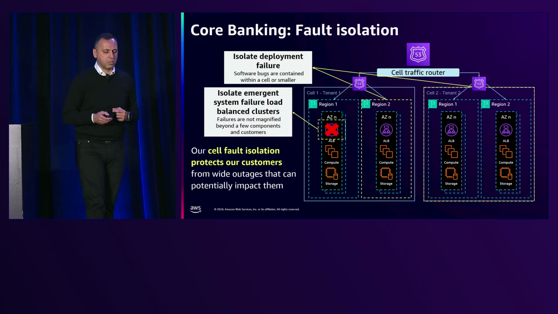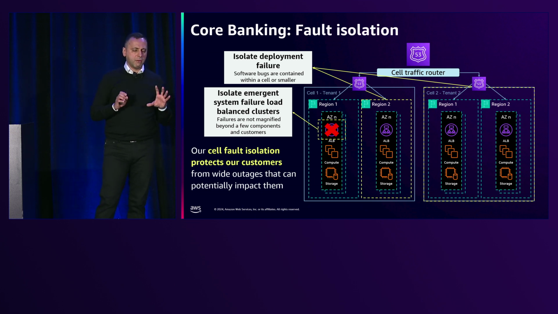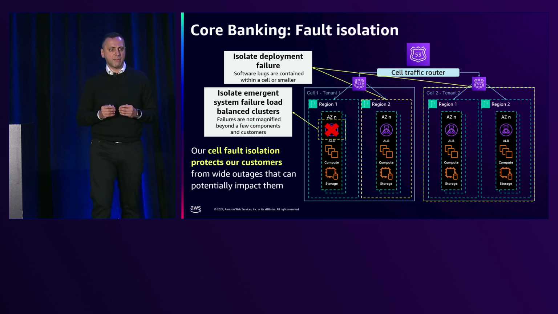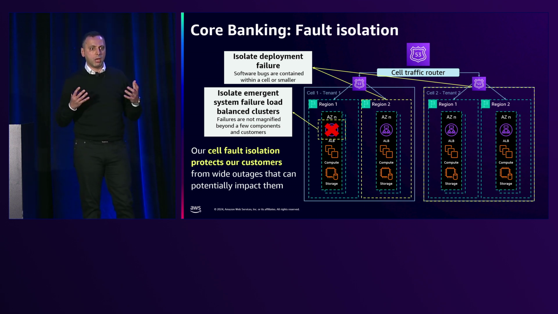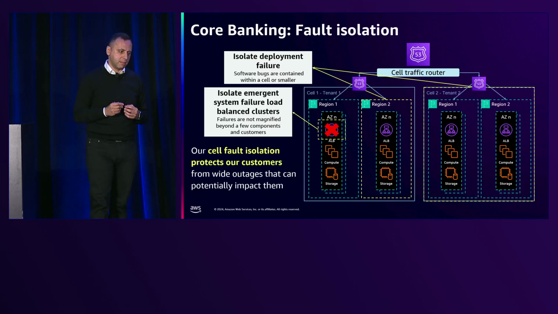Now, let's walk through some of the critical benefits of this design. On the core banking side, the biggest one for us was fault isolation. With fault isolation, this gave us the flexibility to control our operation of such a large platform. It comes in handy in two places.